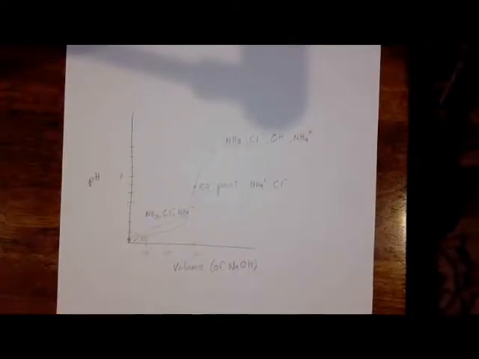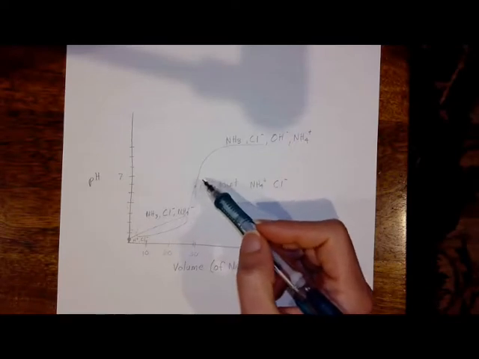And now we just need to choose the correct indicator. And so since this changes at about 5.5, our best indicator is going to be methyl red because it has a color change between 5 and 6.